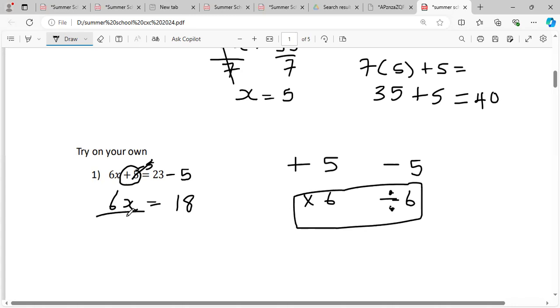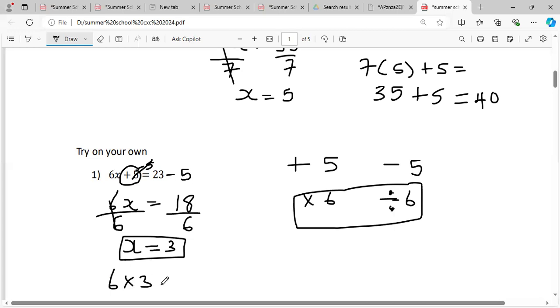But we know that we just draw a line for the division, and anything you do to one side, you do to the next side. So therefore, x is equal to 18 divided by 6, which is 3. But we're not finished, we can check to see if it makes sense. So we can say 6 multiplied by 3, because that's what we actually found. We found the number that x represents, and it's a 3.